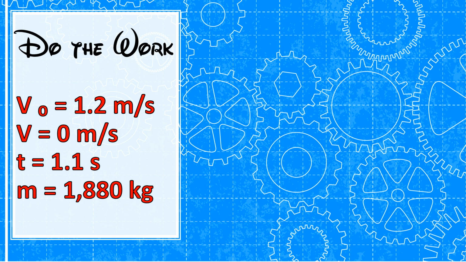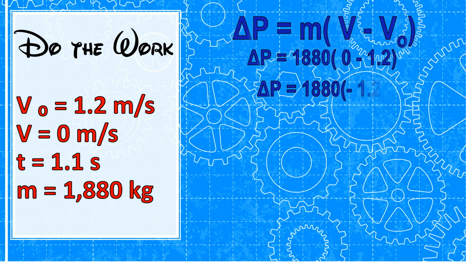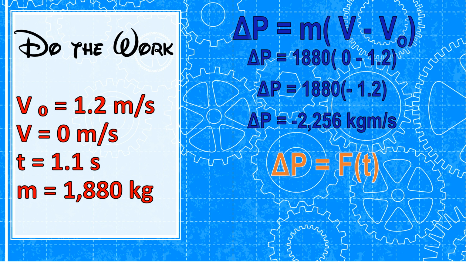I know my initial and final velocity, I'm coming to a stop. I know how long that stop takes, and I know the boat's mass. Because I know both velocities and mass, I can find my impulse using this formula. I'm going to plug in the information I know. 0 minus 1.2, using the order of operations because it's in parentheses, it's going to give me negative 1.2. Be careful there. In this case, I get negative impulse, which is okay because when I go to look at my forces acting on my boat, I can plug in my impulse.